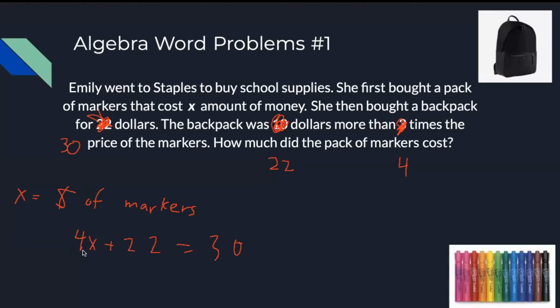So 4 times the price, and $22 more than 4 times the price of the markers equals 30. So how can we solve for x? So remember, we want to isolate x onto one side. So we want to get x equals something, right? So we have to move stuff from this side to the other side.